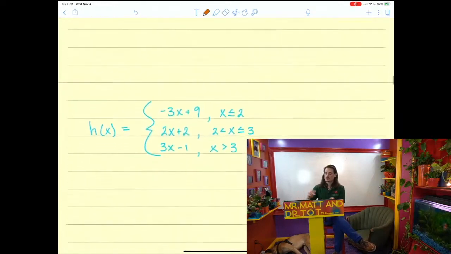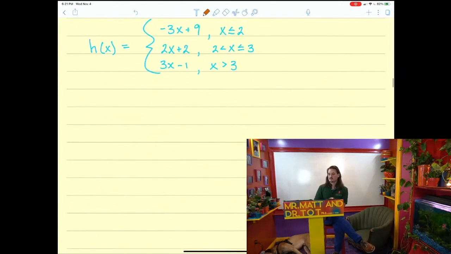Let's do one more. I'm going to give you 3 minutes. Please look at these segments of this piecewise function and graph the overall function.